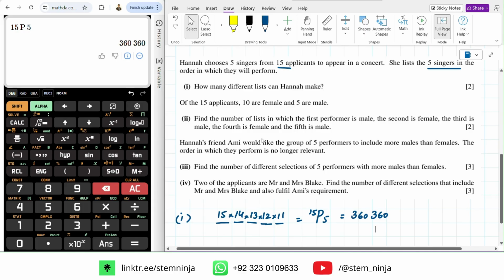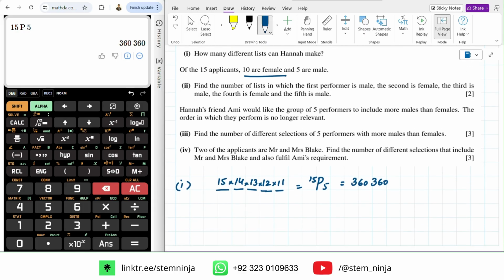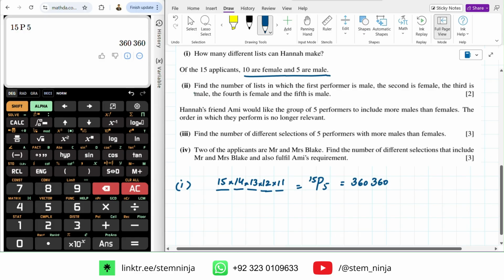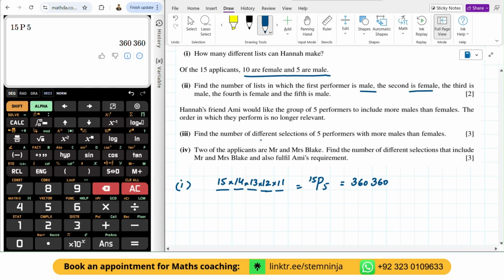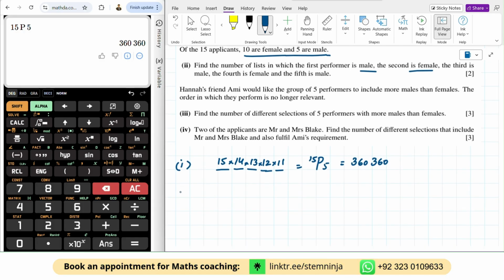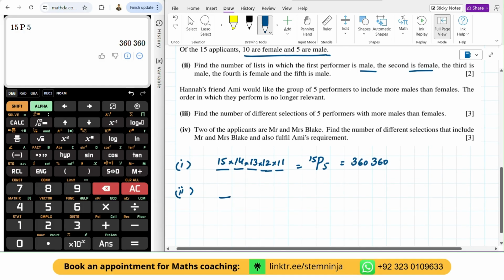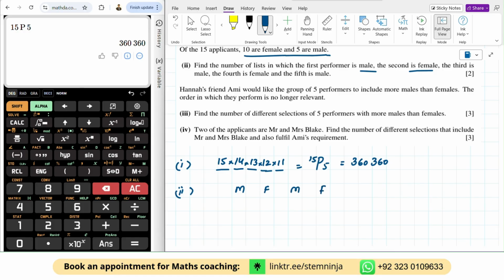Right, easy. Of the 15 applicants, 10 are female, 5 are male. Find the number of lists in which the first performer is male, second is female, third is male, fourth is female, fifth is male. So the order is important and these are different people. So you have male, female, male, female, male. So different possibilities for this.